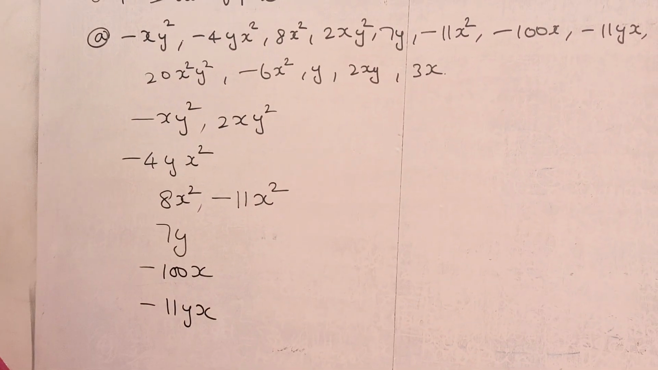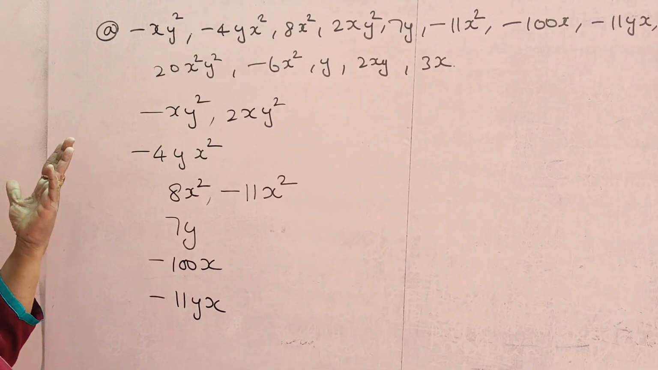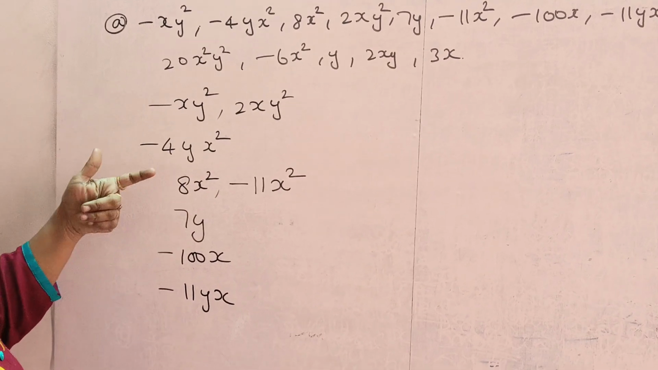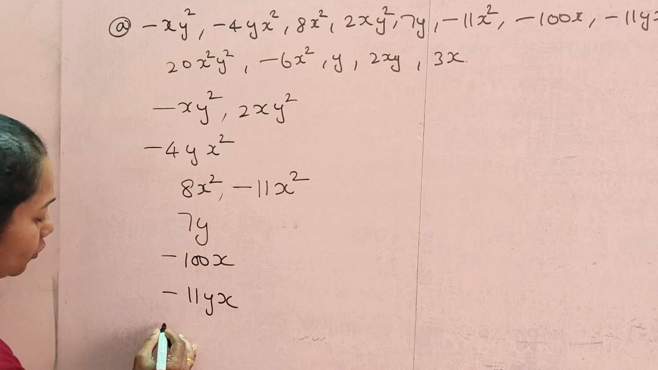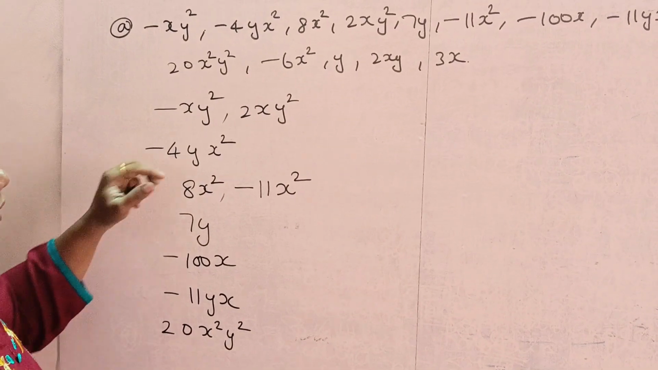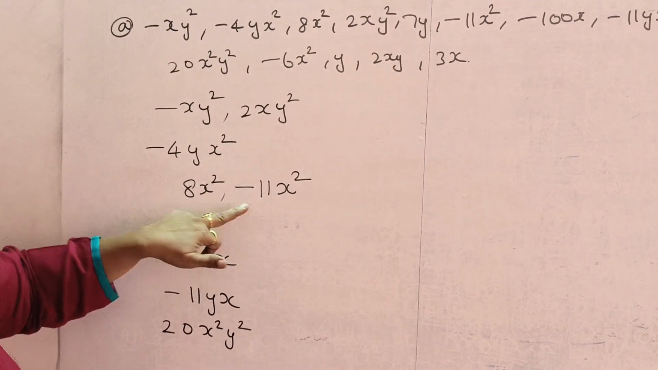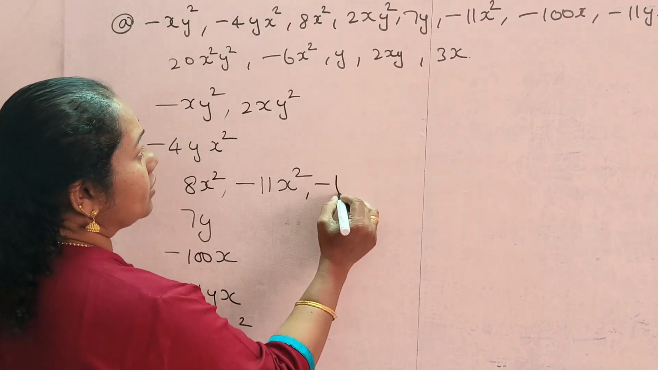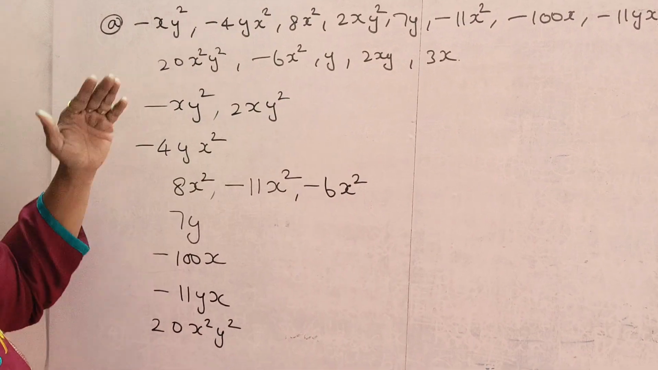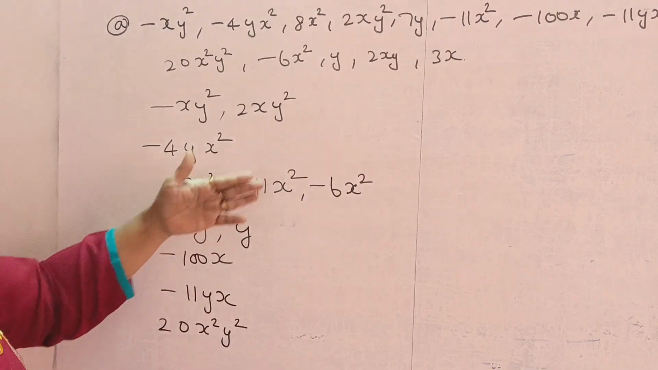Minus 11yx. 20x squared y squared. X squared y squared, where is x squared y squared? It is here. X squared, no, x squared y it is here. So x squared y squared we are not having. So we have to write it separately. X squared y squared. Now minus 6x squared. X squared, where is x squared? It is here. So minus 6x squared. Next one is y. Where is y? Y is here. 7y. So we have to group y with this one.